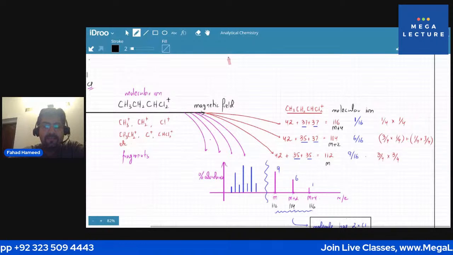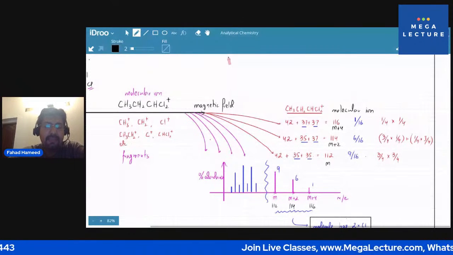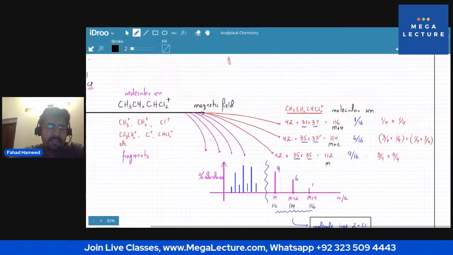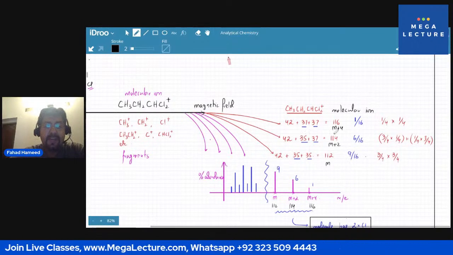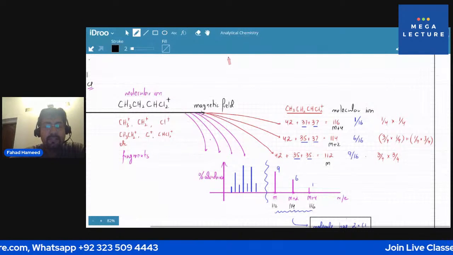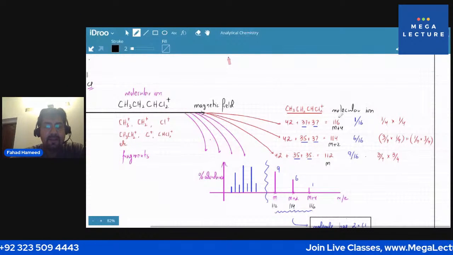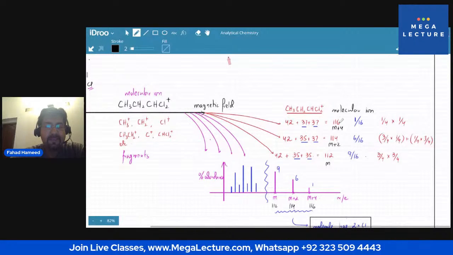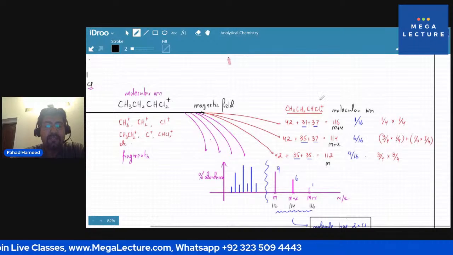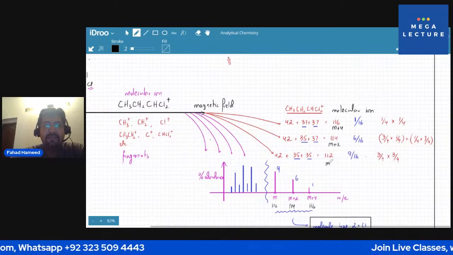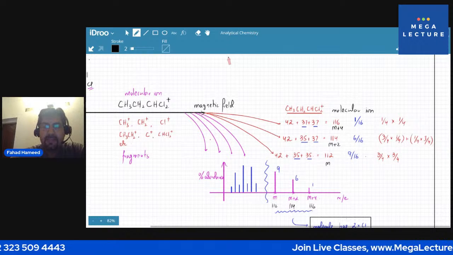That would give you the M plus 2 peak. Because if you take one Cl as 37 and one Cl as 35, then the mass would come out to be 114. Or, both Cls could be 37, and the mass would come out to be 116. So M peak, plus 2, that's the M plus 2 peak, plus 4, that's the M plus 4 peak. So 112, 114, 116. This thing over here has three different masses.